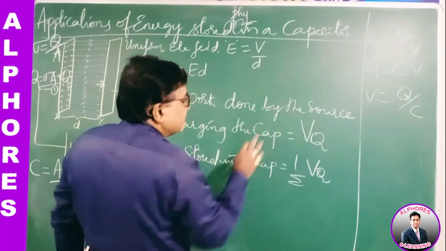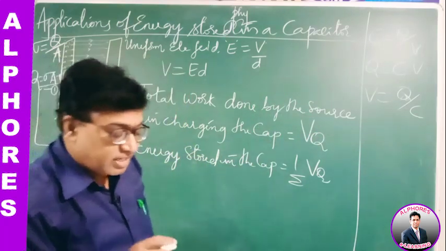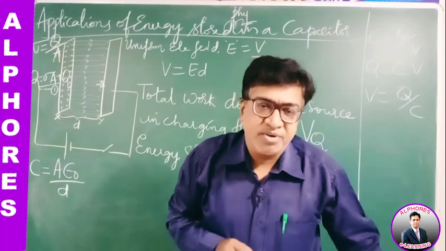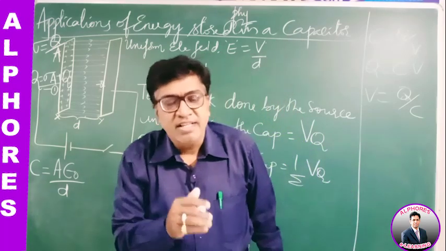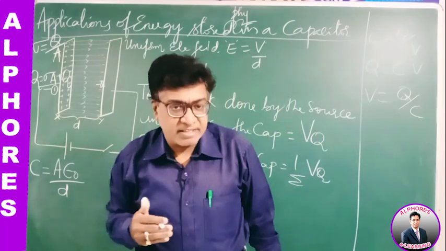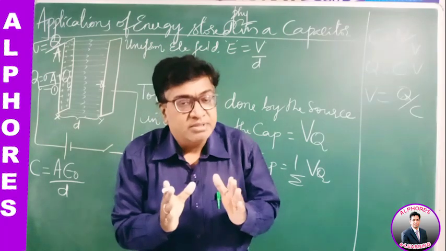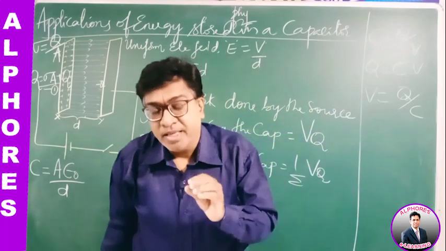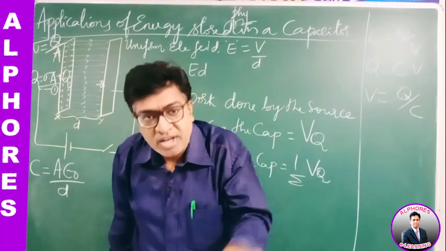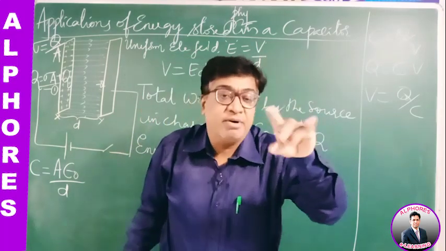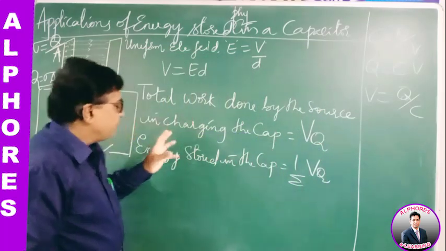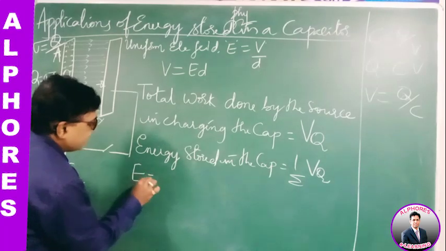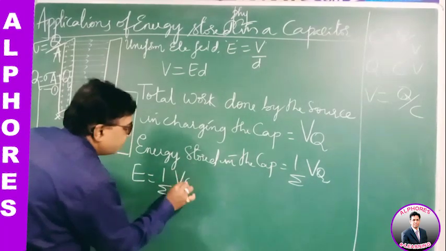The total work done is VQ. Now this is a very important point. He will ask you a question: what is the total work done by the source or the battery or whatever external agent in charging the capacitor? The total work done is VQ. But what is the energy stored in the capacitor? It is only half VQ. The remaining half is lost in the process of charging in the form of heat. So the energy stored is half V into Q.